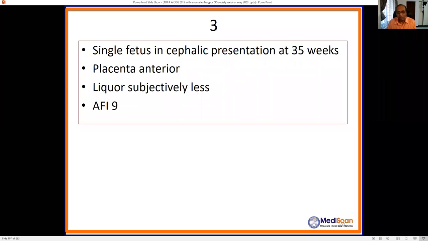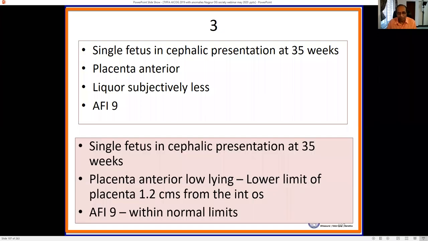Single fetus, cephalic, 35 weeks, placenta anterior, liquor subjectively less, AFI 9. This is completely wrong again, because if you are doing AFI, AFI 8 to 20 is normal. Between 5 to 8 is borderline oligohydramnios, less than 5 is oligohydramnios. So use those terminologies specifically, and say this AFI is within normal limits.